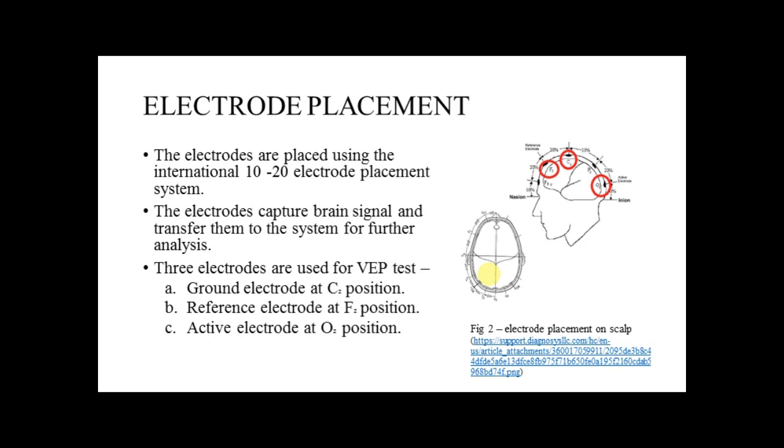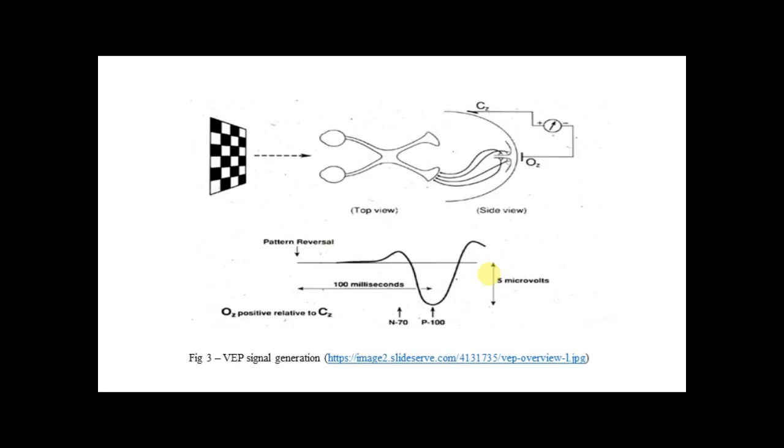Okay, so here we use three electrodes. The electrodes capture the brain signal and transfer it to the system for further analysis. For the placement of electrodes, we need to place a ground electrode. The ground electrode is placed on the CZ. CZ is right here at the above point. Second, the reference electrode at the FZ, at the frontal lobe. And third, the active electrode, which actually records our signals, is placed at the OZ, the occipital position.